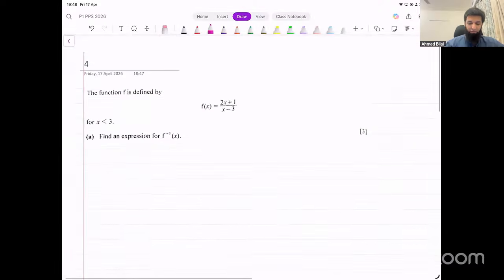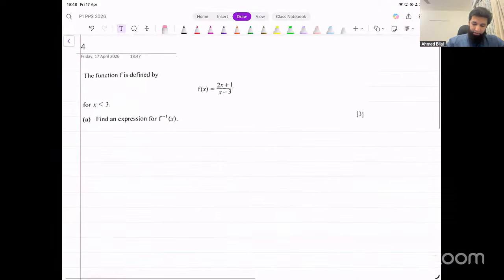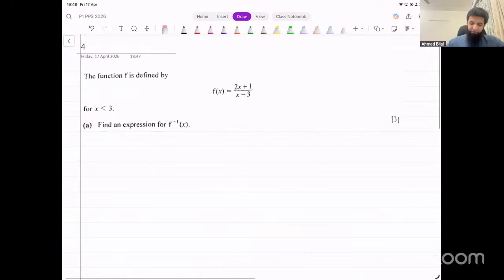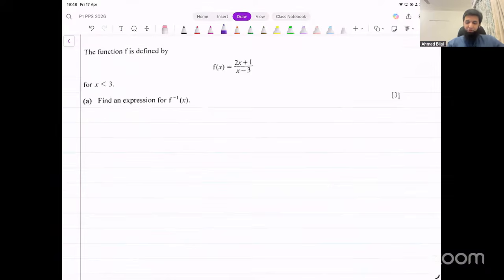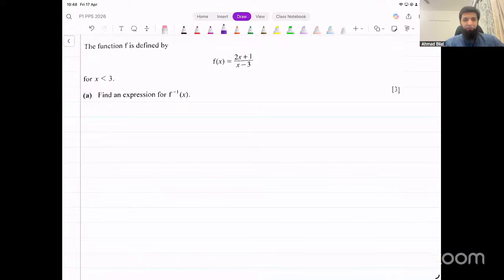Question number 4 from this paper. Achha. It says the function f is defined by this: f of x equals (2x plus 1) over (x minus 3) for x less than 3. Okay, that's a function. Find an expression for f inverse of x. That's straightforward. We start like this.